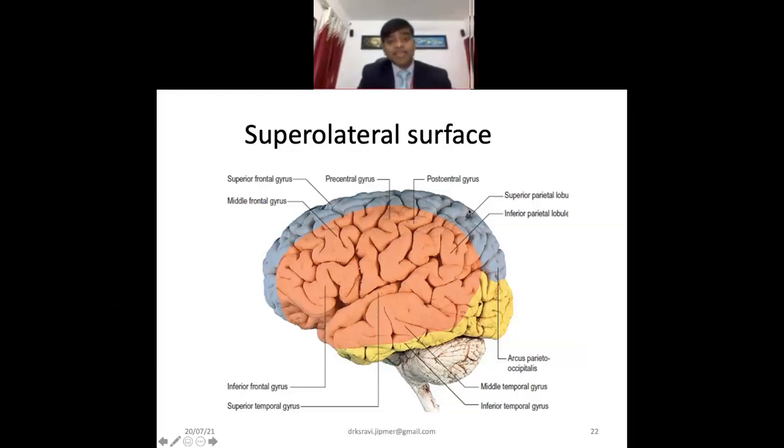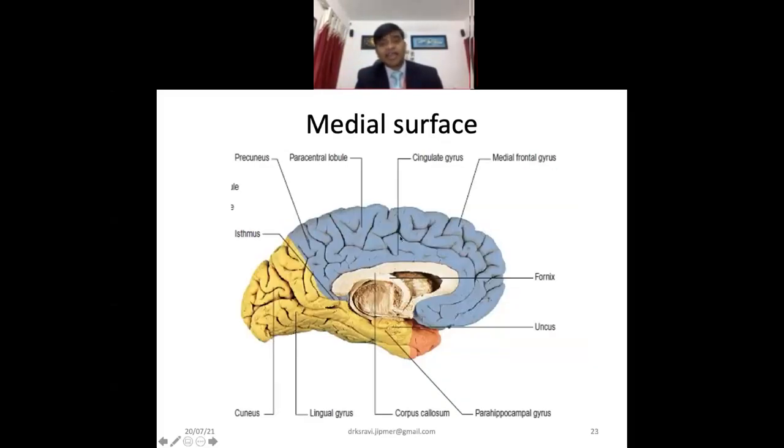Now, in this diagram, you can appreciate this orange color: the frontal lobe and the parietal lobe up to the parieto-occipital sulcus, this whole area will be supplied by the middle cerebral artery, right? Now, over here you have this frontal pole. This is the supramedial surface. Because I said that the cortical branches of the anterior cerebral artery are basically supplying the medial surface. This is the medial surface.